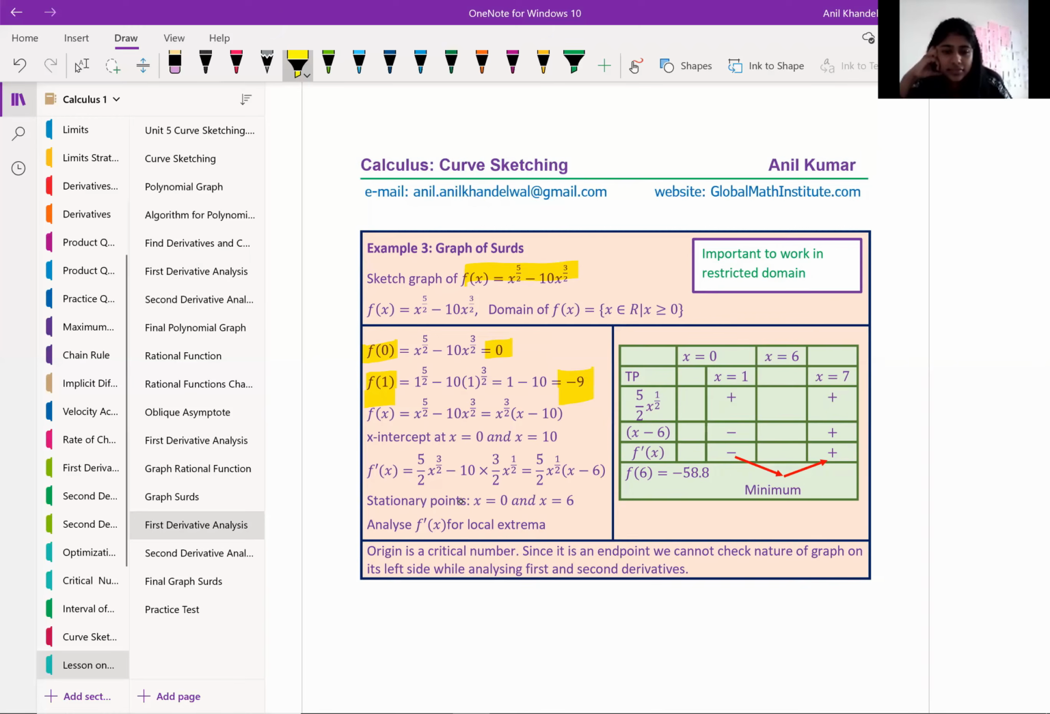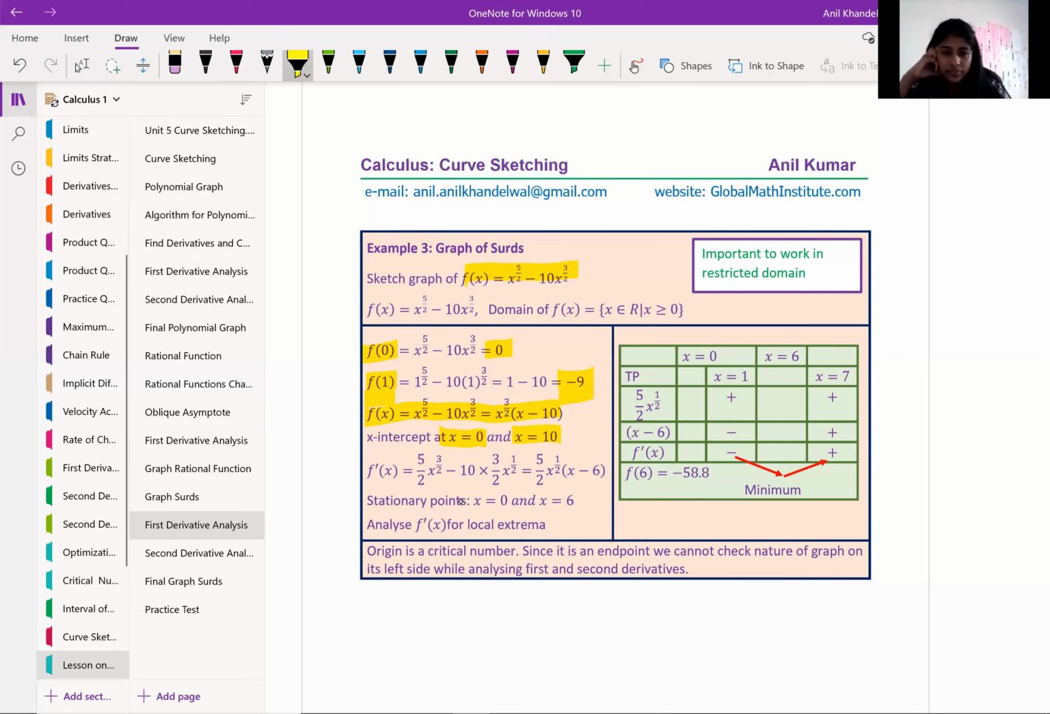Now, second thing, we need to factor this to get the x-intercepts. So I factored x to the power of 3 over 2, getting x minus 10 as the other factor. It gives me two x-intercepts, one at 0, the other at 10. Is that clear? So we got two zeros. Now, you can mark these things on your graph paper, all four points already, correct?